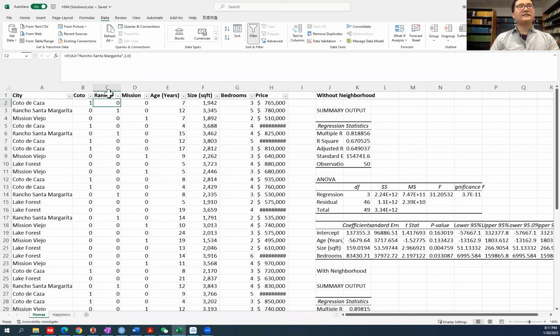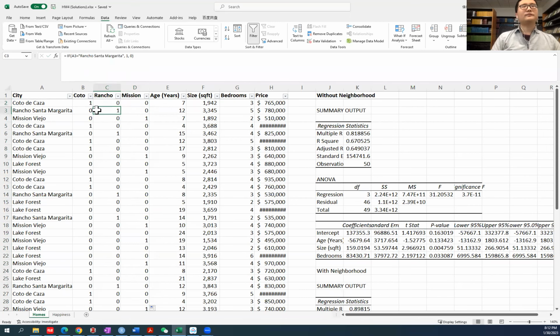To tell whether a house is in city Rancho Santa Margarita, we also use the IF function. So if this house's city name equals Rancho Santa Margarita, we assign 1 to it. Otherwise, we assign 0 to it. Using the same method, we could get the value for Mission Viejo. Then we could autofill all of them.